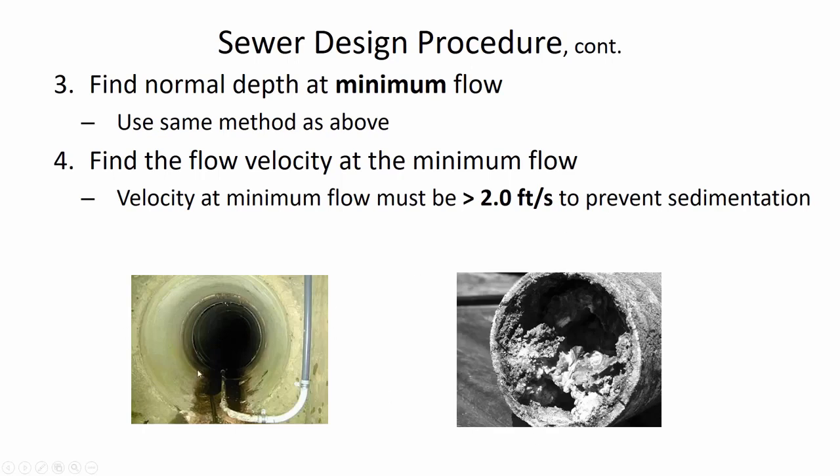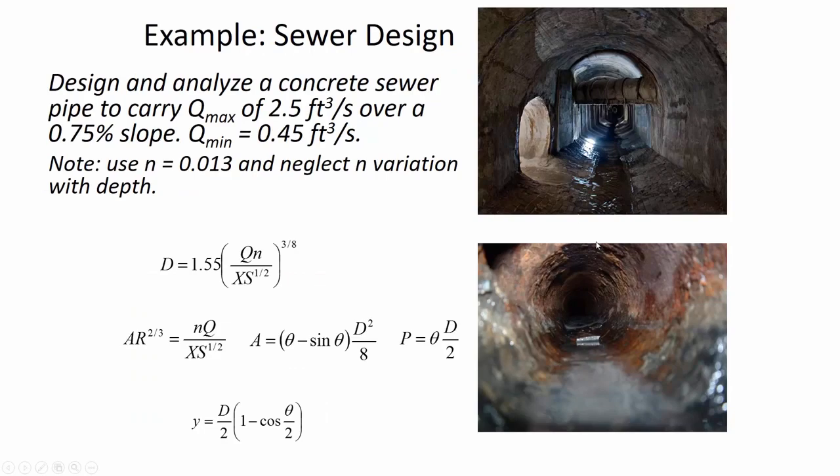So here's a picture of a nice clean pipe where the minimum guideline is being honored, and then here's a clogged pipe just to illustrate the kind of deposition that can occur when you've got flows that are too low. All right, so to go through this process, we're going to use a template file that I've uploaded to MU Online.